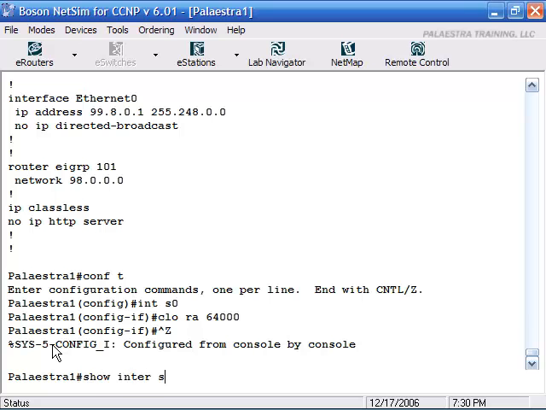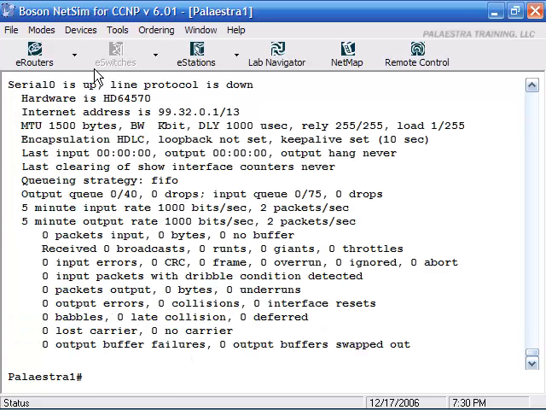Show interface serial 0. Line protocol is still down. So if I've set the clock rate and the line protocol is still down, there's only one other thing it can be, and that is the layer 2 encapsulation. Right here it says encapsulation is HDLC. That's Cisco's default layer 2 encapsulation. Again, I'm talking about layer 2 of the OSI model. Both sides of the link must match.